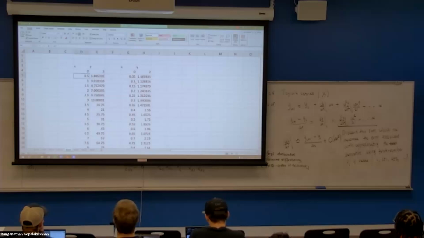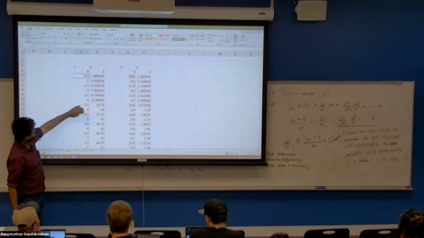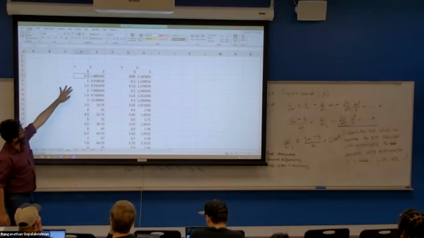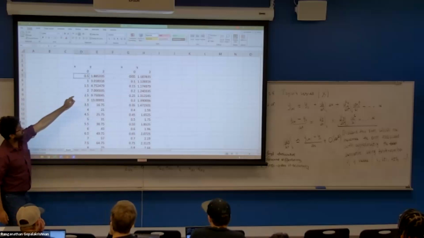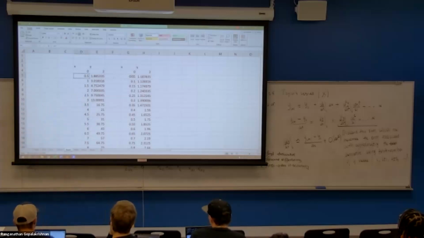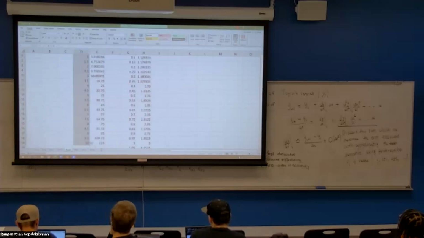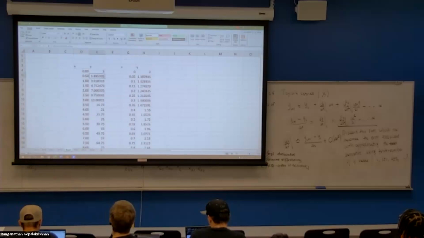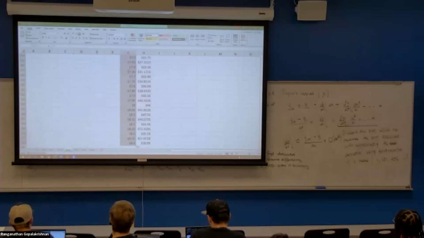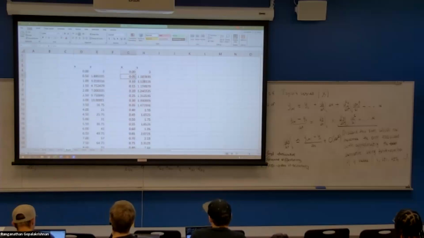Okay, so I just created two sets of data, x and y, where, for example, in the first table the step length is 0.5, that is, the x values change in steps of 0.5. And in the second table the x values change in steps of 0.05.